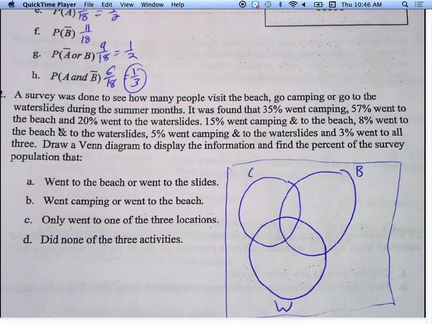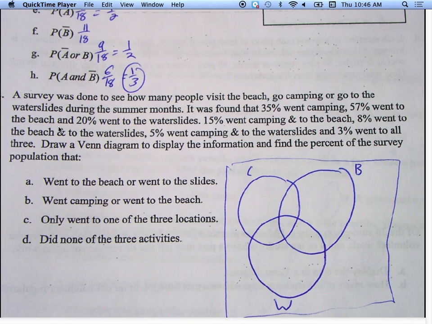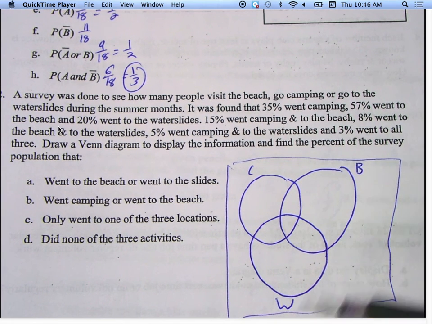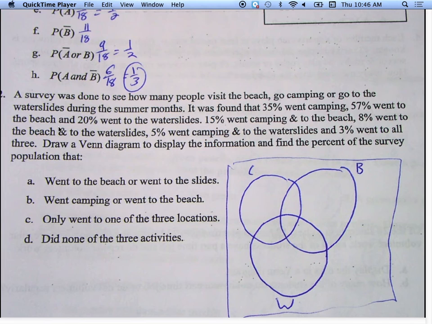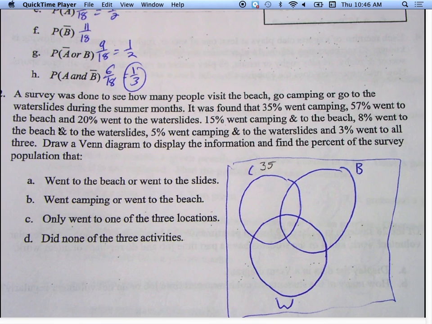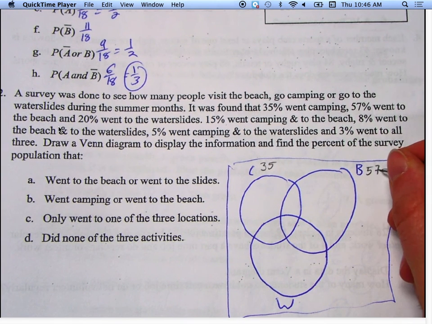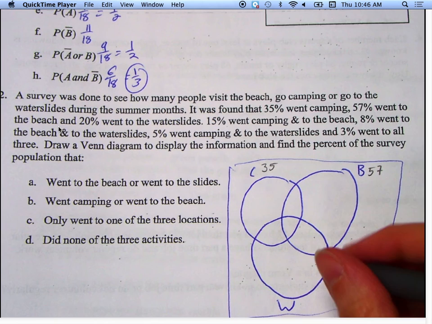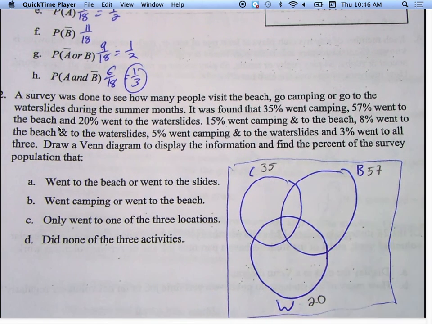When you write these numbers, you have to do them lightly and on the outside. So I'm going to switch to pencil. C, B, W: camping, beach, water slide. Now it says 35% went camping, 57% went to the beach, 20% went to the water slide. 15 went camping and the beach. 8 went to the beach and the water slide. 5 went camping and the water slide, and 3 went to all 3.